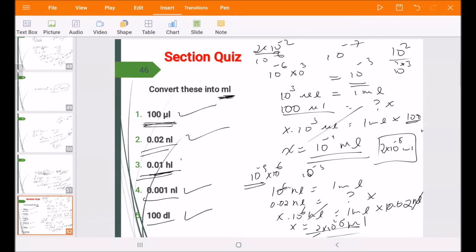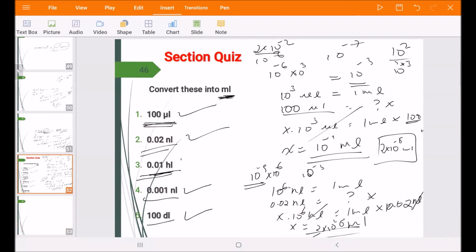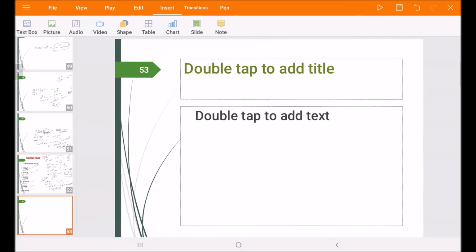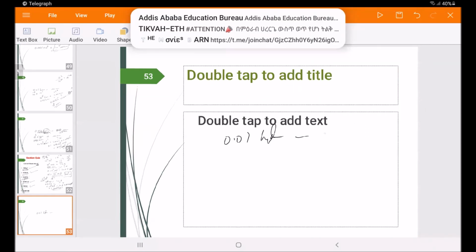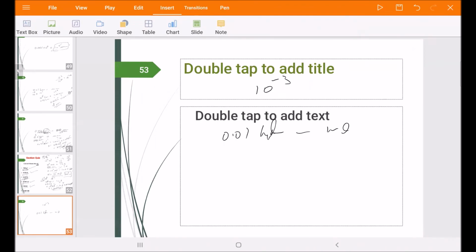Let's listen to that question. Convert 0.01 hectoliter into milliliter. 10 to the power of 3. All right, let's derive a relationship between hecto and milli.